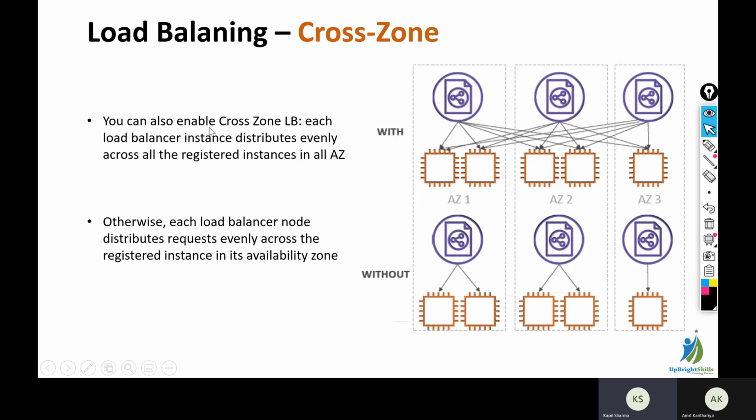Load balancing cross zone. You can also enable cross zone load balancing. Each load balancer instance distributes evenly across registered instances in all availability zones. For example, if you have a highly available architecture, you might have your instances running in different availability zones, right? So here you can see this is my highly available architecture, and this is not highly available architecture. In this you can see there are instances running in AZ1, AZ2, AZ3, and there are load balancers here, here, and here. So in all three zones we have load balancers. Whatever traffic is coming in gets distributed in different availability zones. And here you can see there is one load balancer, this load balancer, and this load balancer. Each is sending traffic to the same availability zone. It is not distributing in different availability zones or different data centers, we can call them, right?